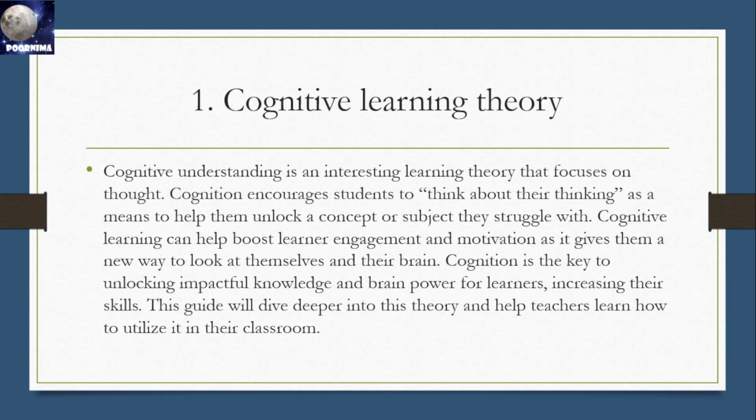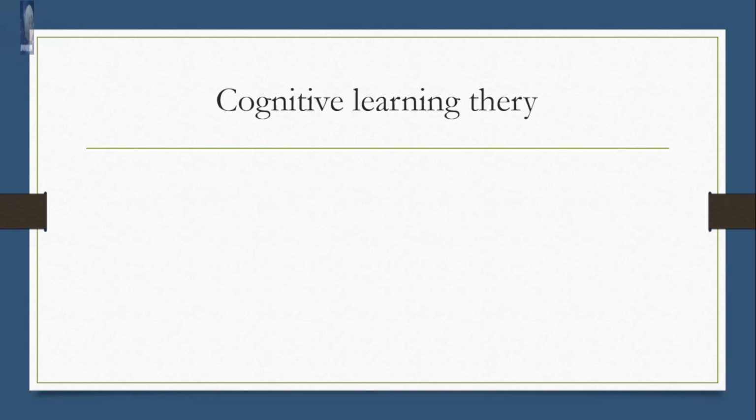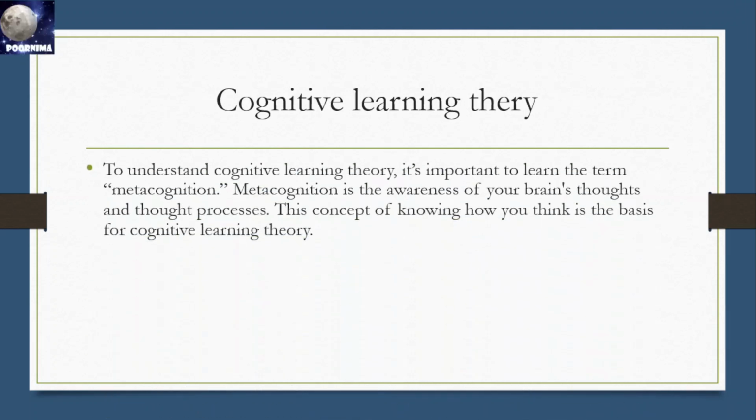Cognition is key to unlocking impactful knowledge and brain power for learners, increasing their skills. This guide will dive deeper into this theory, and help teachers learn how to utilize it in their classroom. To understand cognitive learning theory, it is important to learn the term metacognition. Metacognition is awareness of your brain's thoughts and thought process. This concept of knowing how to think is the basis for cognitive learning theory.